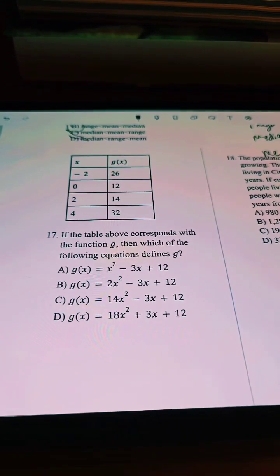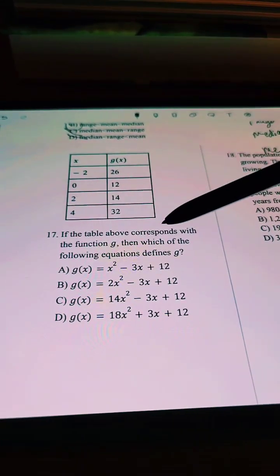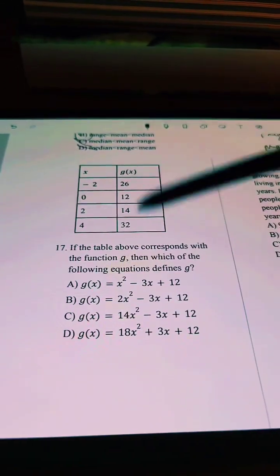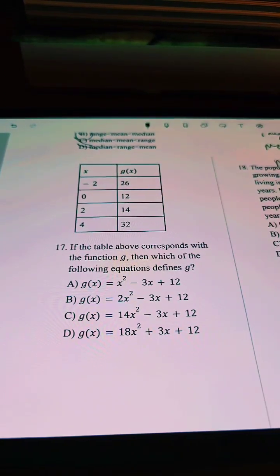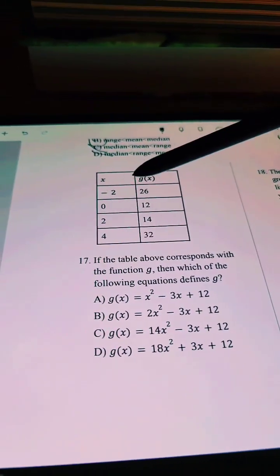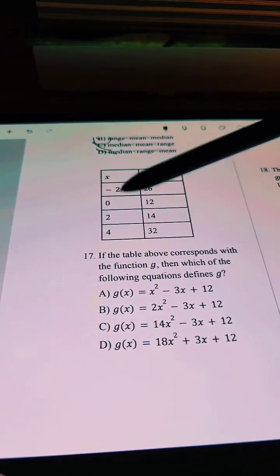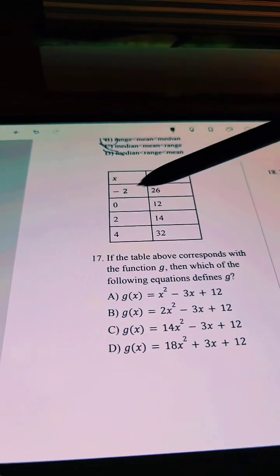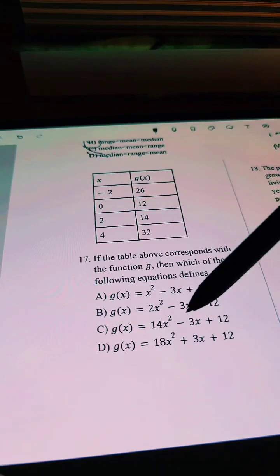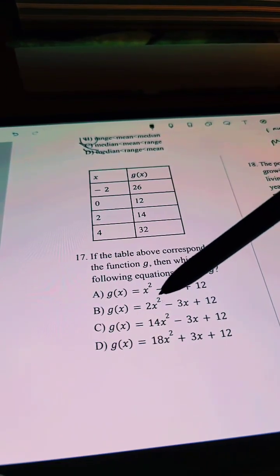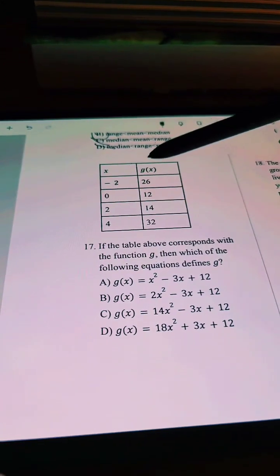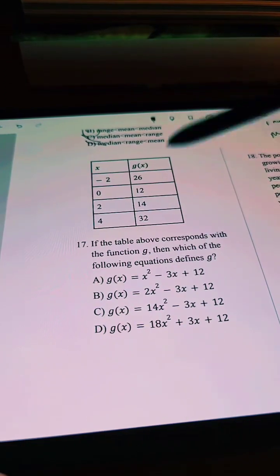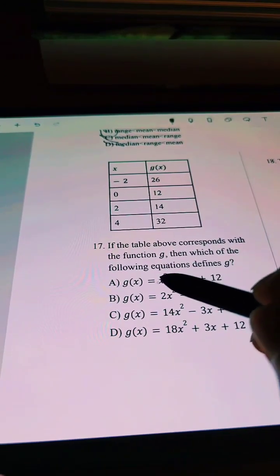Let's go to number 17. If the table above corresponds with the function g, then which of the following equations defines g? So basically it's saying which equation works for the values in this table. All we have to do is plug in values for x and see if we get the corresponding g of x. I would start with the easiest one, 0, which doesn't really help you in this case, but sometimes it does, because if you plug in 0, you're going to be left with 12 for all of them. So then I'm going to try something else. I'll probably try 2 and 14, plug in 2 for x and see if I get 14 for my g of x. So let's do that.